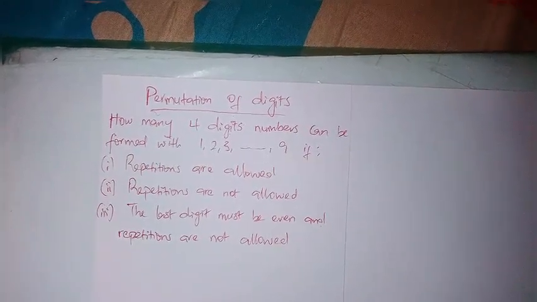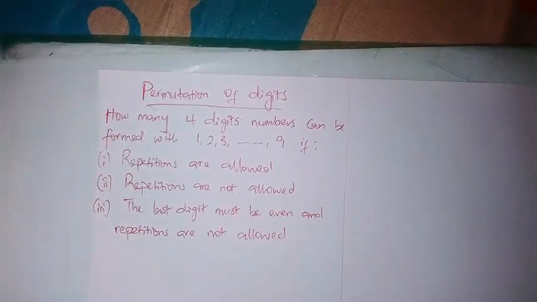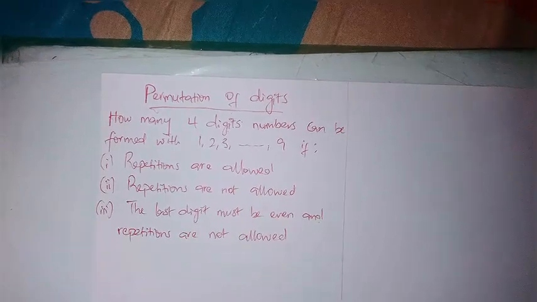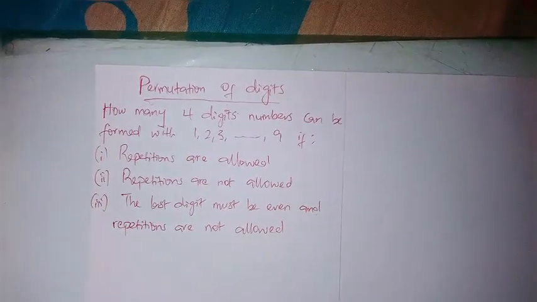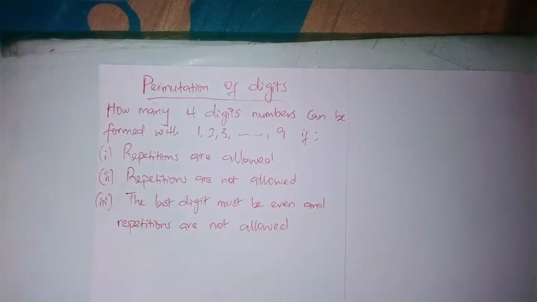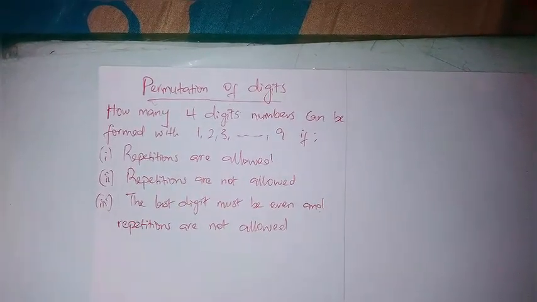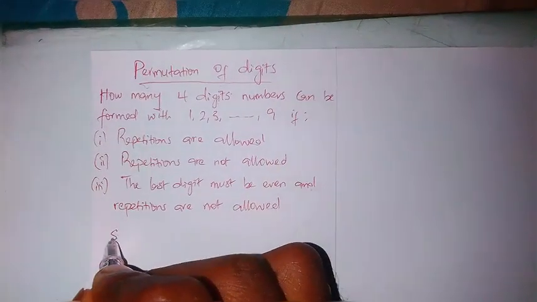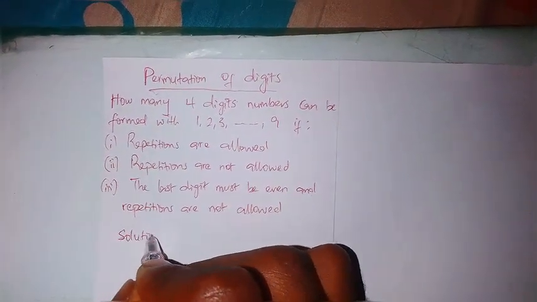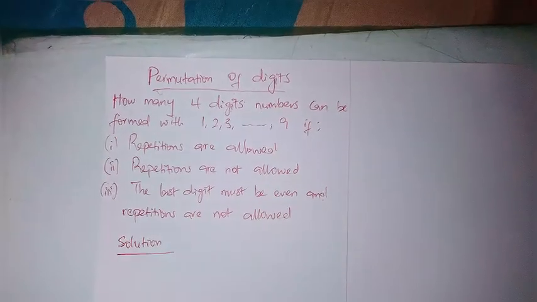How many 4-digit numbers can be formed with 1, 2, 3 down to 9 if number 1, repetitions are allowed, number 2, repetitions are not allowed, number 3, the last digit must be even, and repetitions are not allowed. Okay, so let's look at the solution as fast as possible.